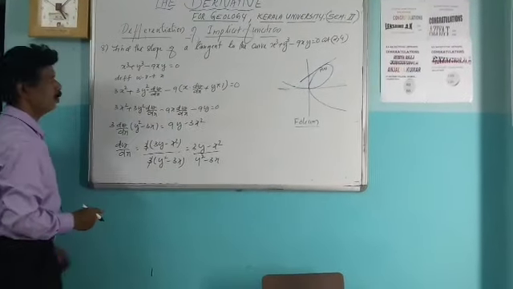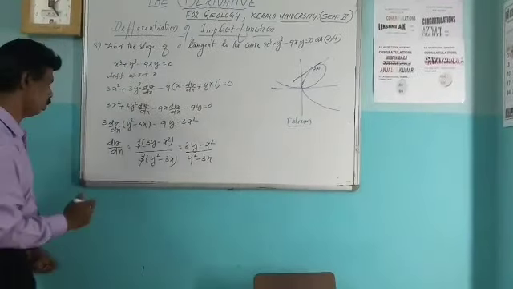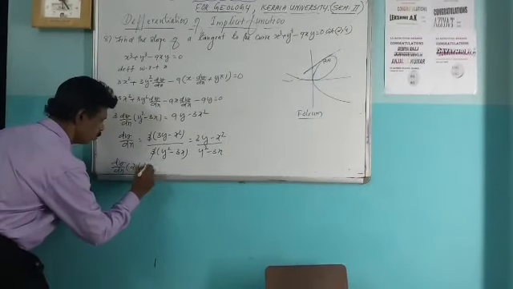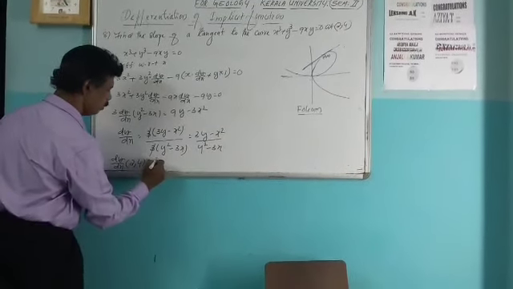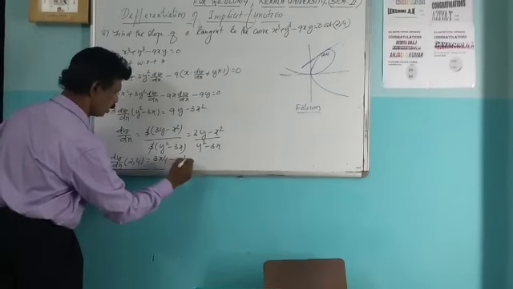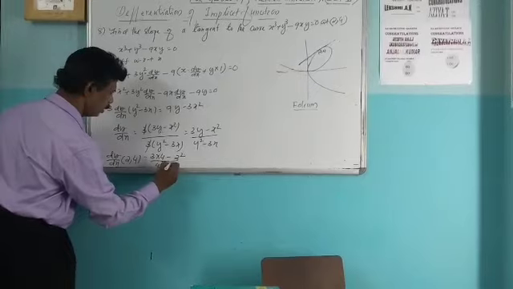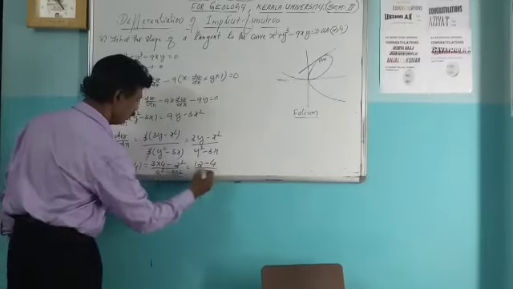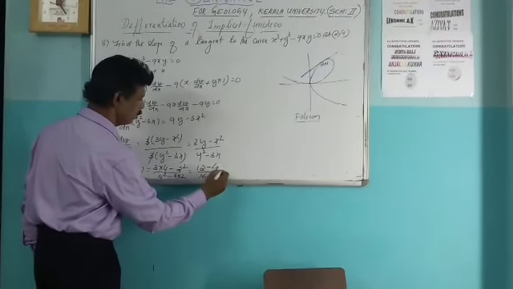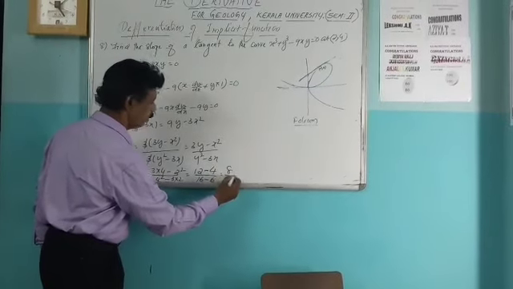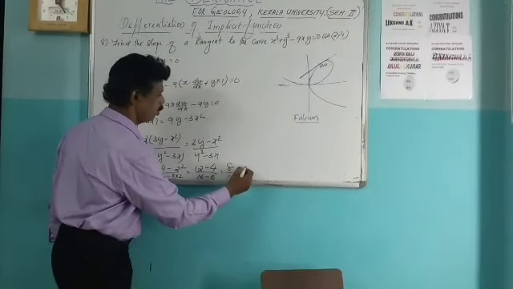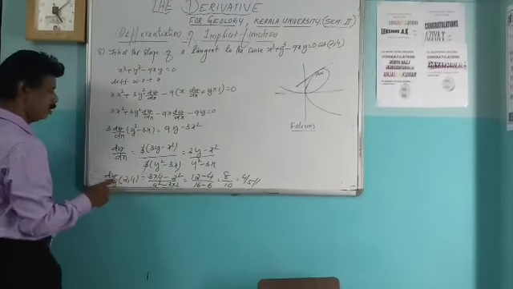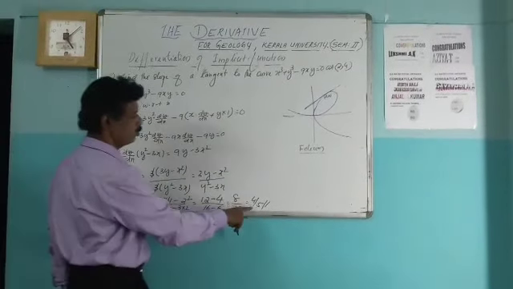Okay. But we have to find out the slope of the tangent to the curve at (2, 4). That is dy by dx at (2, 4). Put x equal to 2, y equal to 4. 3 into 4 minus 2 square, divided by 4 square minus 3 into 2. 3 into 4 is 12, 2 square is 4, so 12 minus 4, equal to 8, divided by 16 minus 6, which is 10. That is 8 by 10 equal to 4 by 5. Therefore, the slope of the tangent to the curve at (2, 4) is equal to 4 by 5.